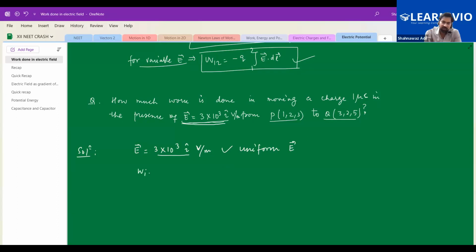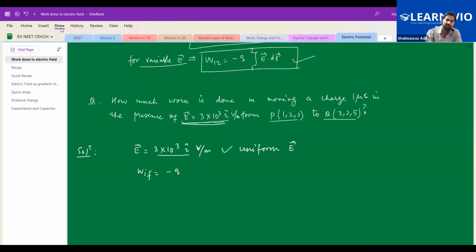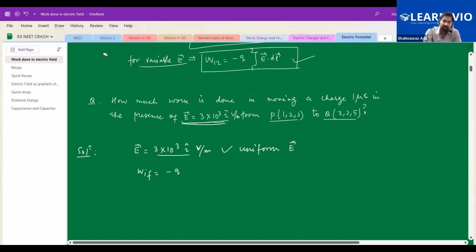Right? This is a uniform electric field. So work done would be simply minus Q and there would not be an integral, right? So this would be simply E.